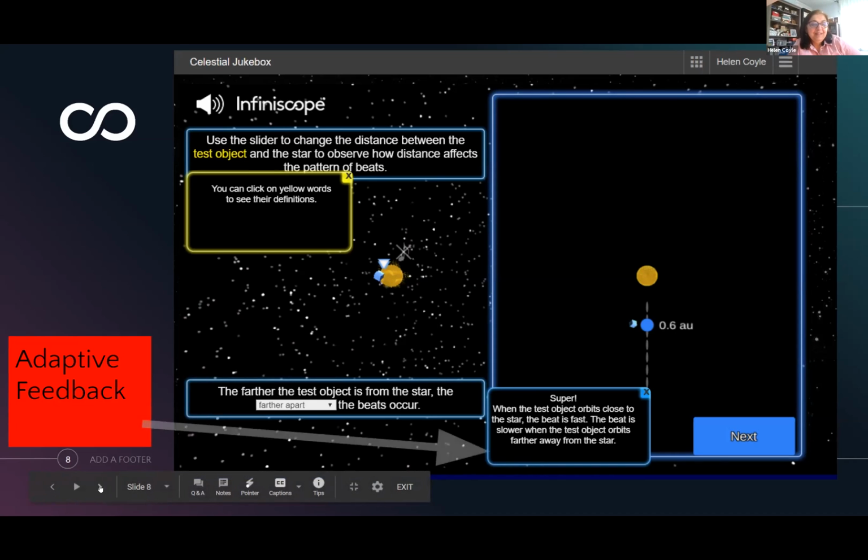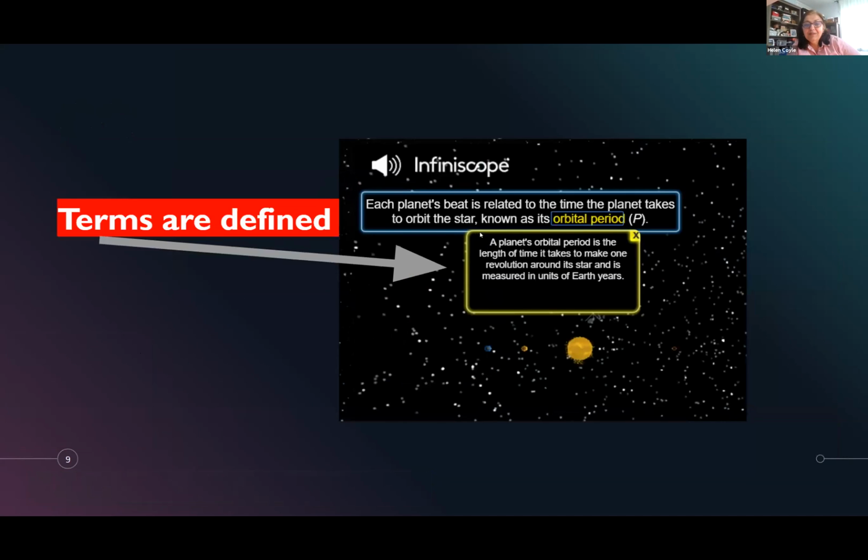Another highlight, I really thought this helps a lot with the inquiry. A student didn't remember what the orbital period is. They click and here's your definition. So it saves the student time having to look up the term. That could lead to frustration if you have to spend more time going to look up the definitions, and it increases the time of the project itself. So this saves time.